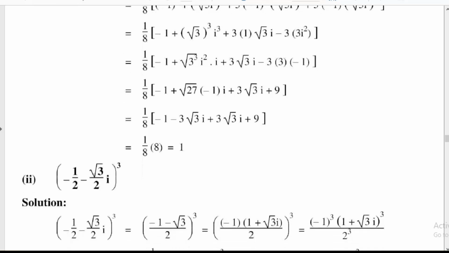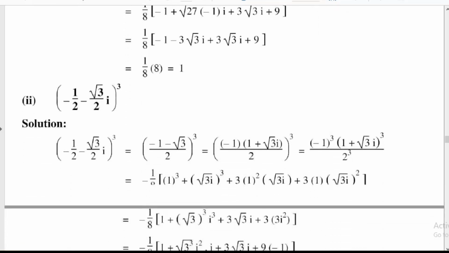Next, part number 2: (-1/2 - √3/2 i) whole power 3. So (-1 - √3 i)/2 can also be written in separated form, that is formula form, taking common in the numerator, that is -1 into (1 + √3 i) whole cube divided by 2 power 3. So (-1) whole cube is equal to -1. So 2 power 3 is equal to 8, so -1 divided by 8.